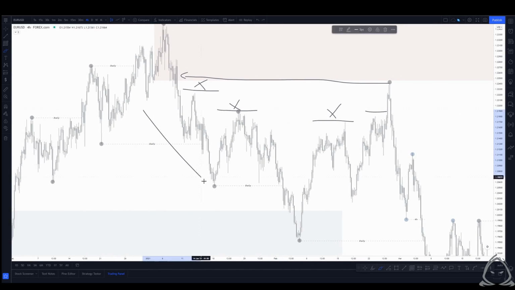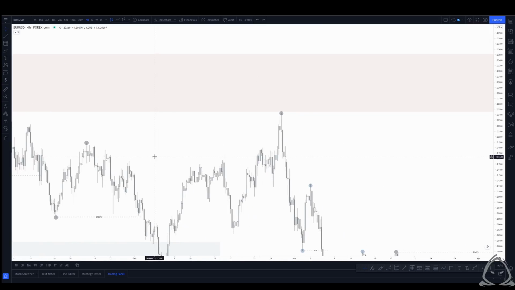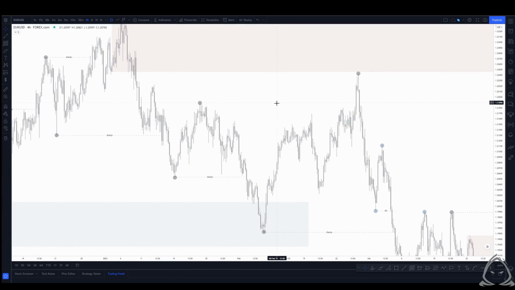We pair it with the fact that now the daily has switched from bullish to bearish. We've seen a change of character. We're starting to read market structure. And we're able to come up with an overall high probability trade solution or trade idea.